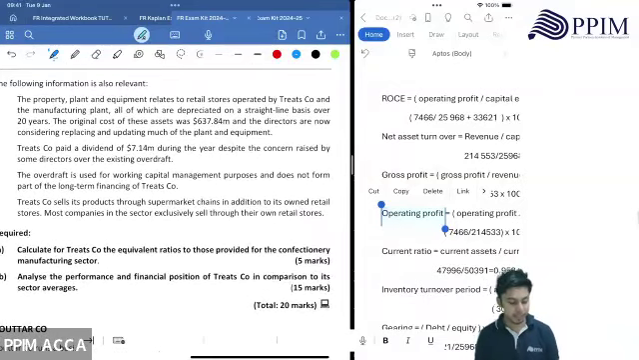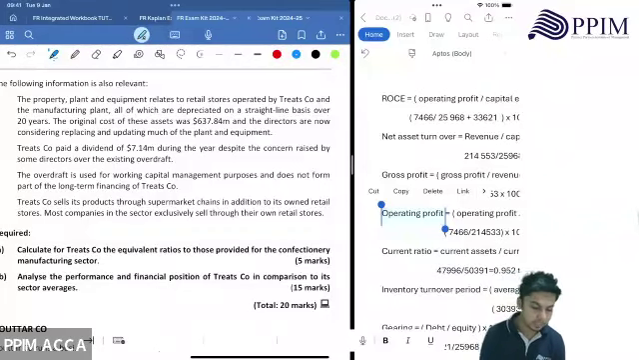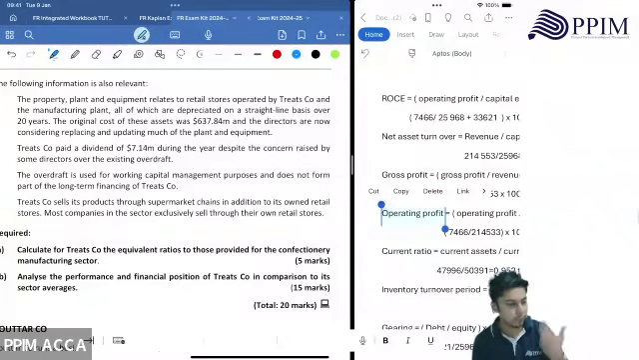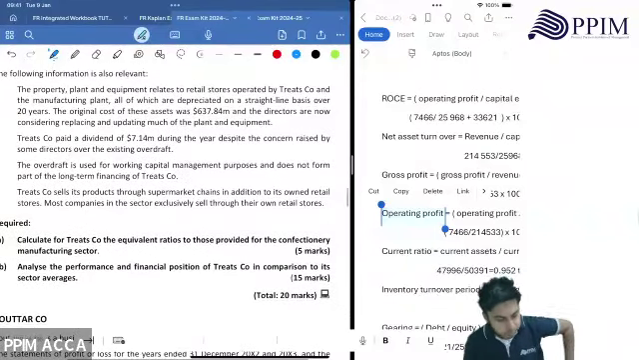Directors have paid a dividend of 7.14 million during the year, despite an existing overdraft. So that one, guys, we can talk about current ratio. We have paid a big amount of dividend. Okay, next part, guys, let's go. The overdraft is used for working capital management. So that means these people don't have cash, right? Whatever it is, they're using their overdraft only.